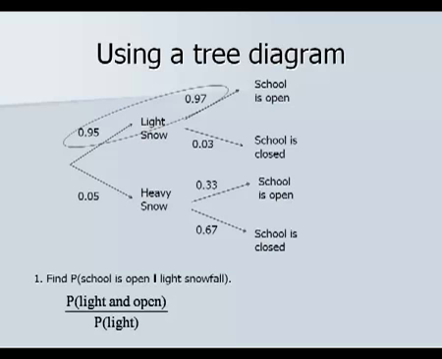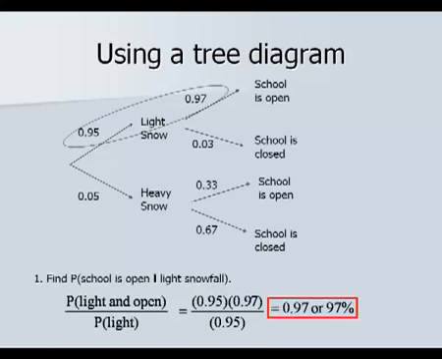We're focusing on the top part of our tree diagram, the part that I've circled in here. The probability of it being light and open means the probability of 0.95 times 0.97. That's the top of the fraction. That's both events occurring. Divided by the probability of it being light, which is 0.95. Now, go ahead and multiply and then divide. You get 0.97 or 97% for a final answer.